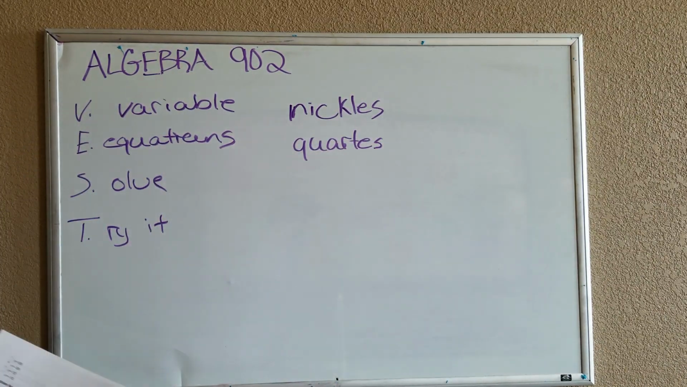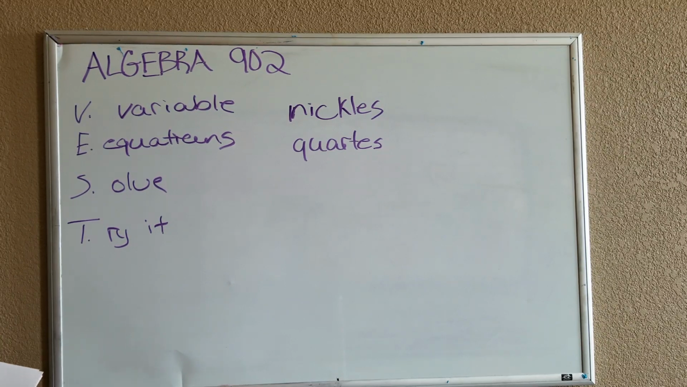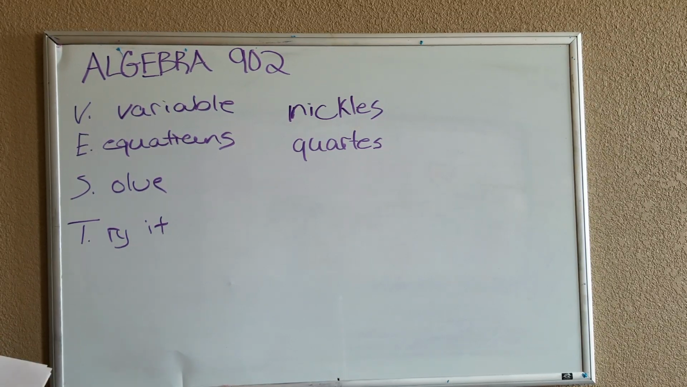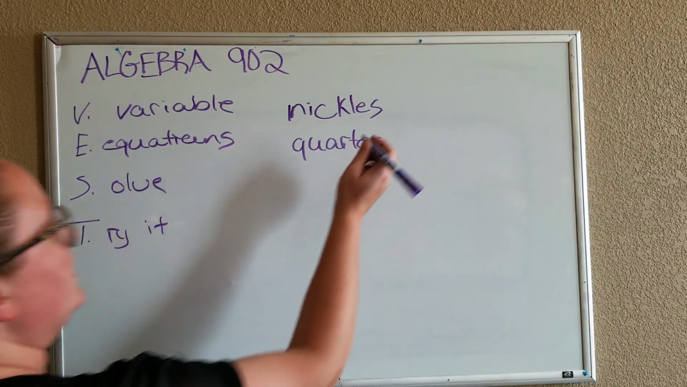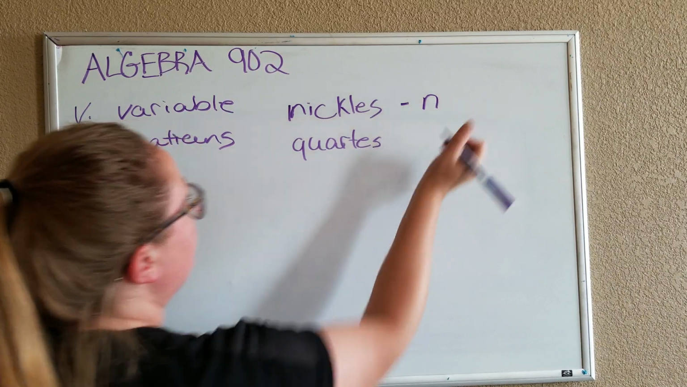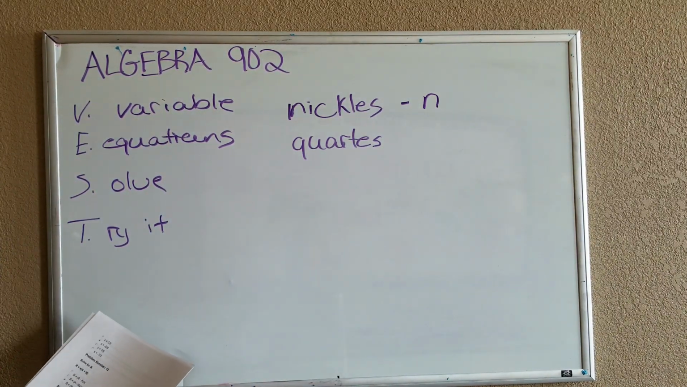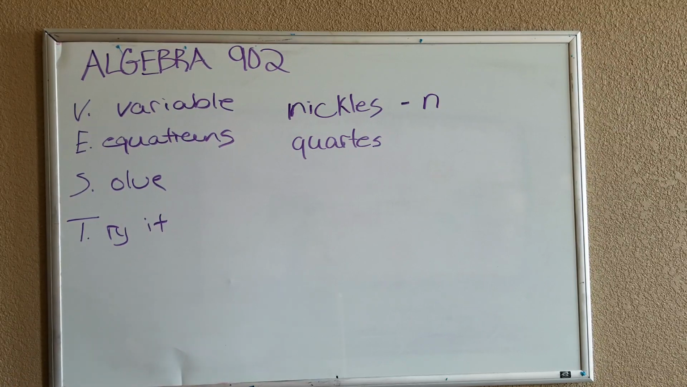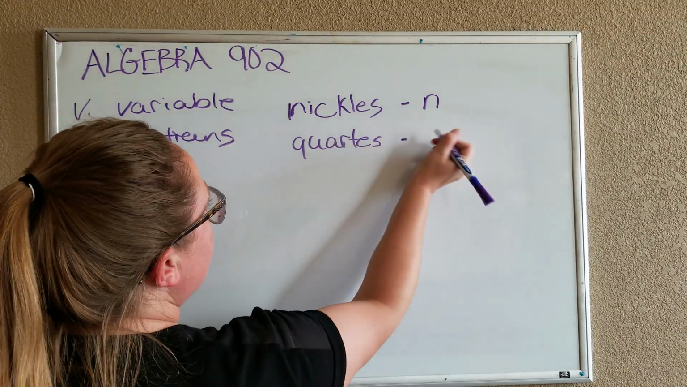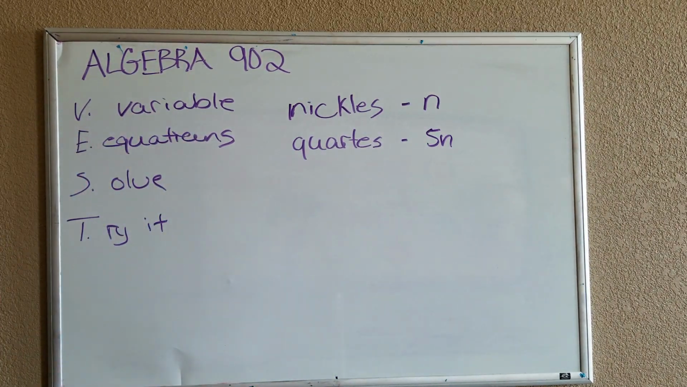Okay, they say, if the variable n represents the number of nickels, then which of the following expressions represents the number of quarters? So we know nickels is n, and then the equation said, this is number 14, Peggy has 5 times as many quarters as nickels. So we're going to take nickels and times it by 5. 5n. That's simple, all right?